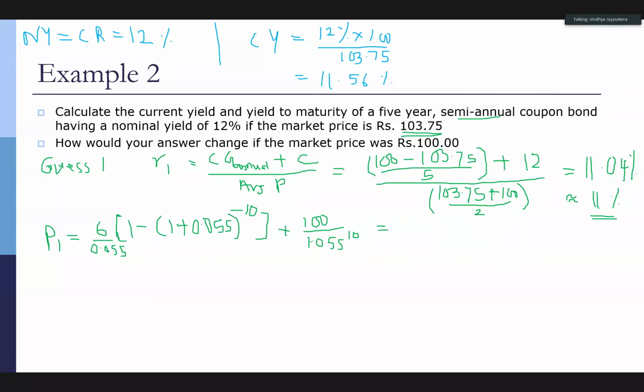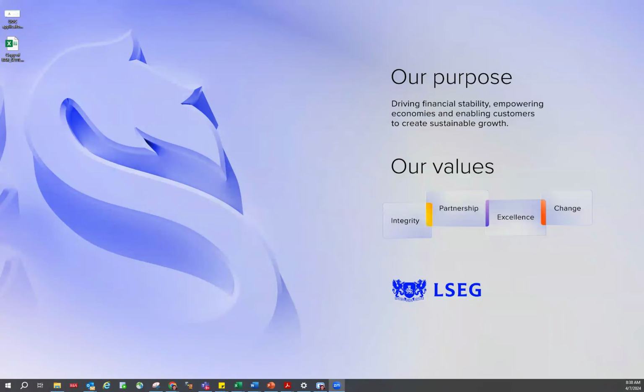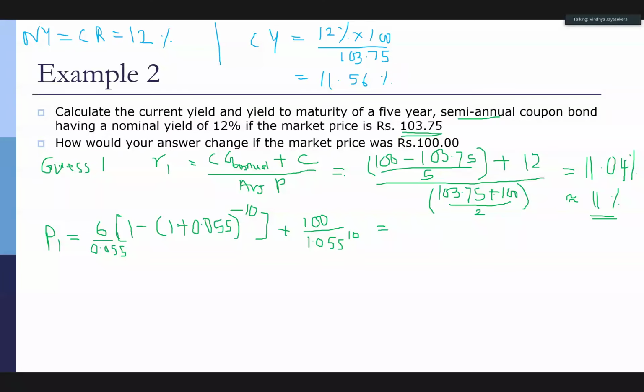But even if you use 11.04, what I'm saying is you're never going to get 103.75. You will get something close, but not exactly. So 11.04 can easily be approximated to 11 to make your calculations easy. That's all. It's okay for you to take 11.04, not a problem.